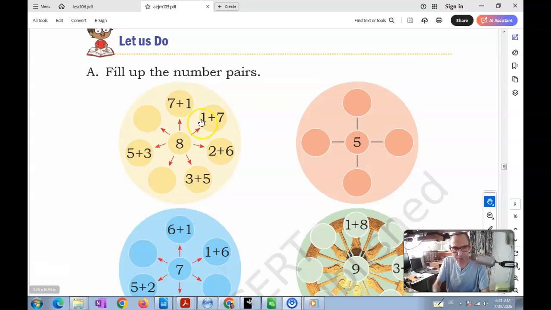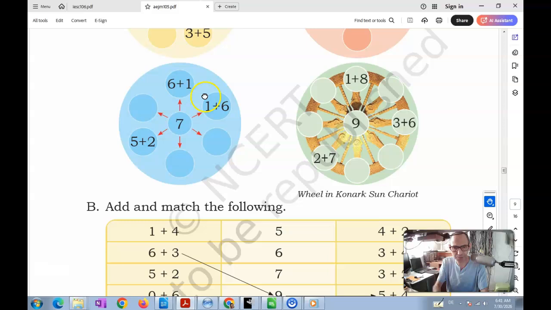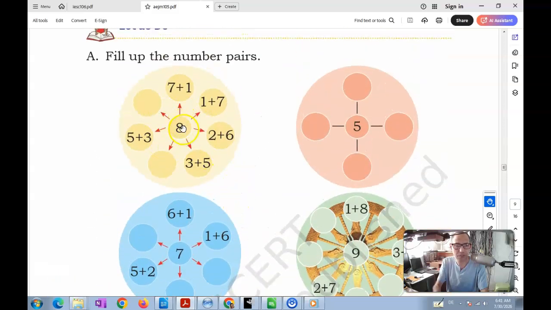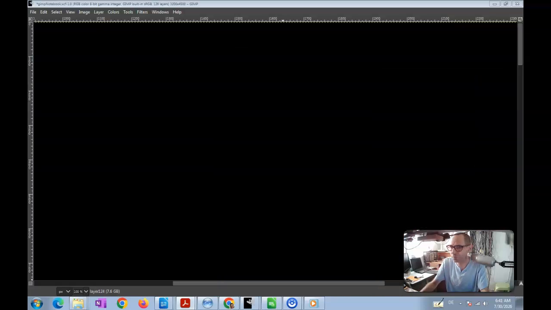Now in this video we talk a little bit about number pairs, and basically what a number pair is: all the different ways that you can express some number in terms of a sum of basically two numbers.